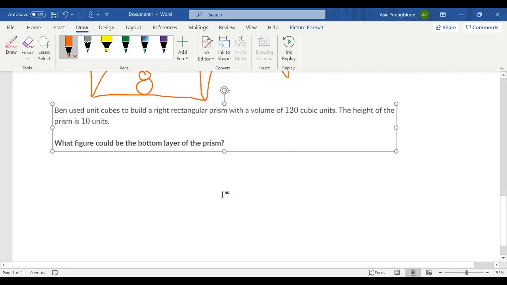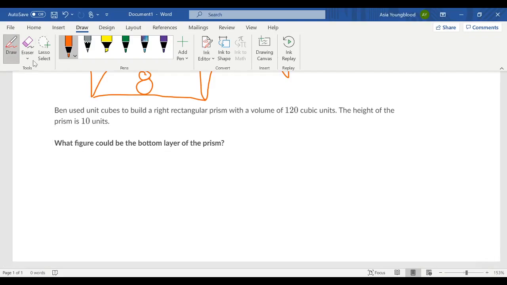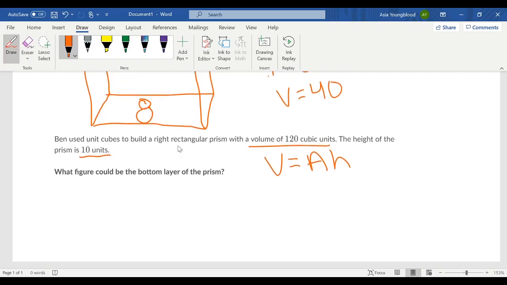So in our next problem, we're given this scenario. Ben used cubic units to build a right rectangular prism with a volume of 120 cubic units, and it says the height of the prism is 10. So we're given the volume and the height, and they ask us what figure could be the bottom layer of the prism. So remember, we're using the formula volume equals area times height, and this area is taken from the bottom layer of the prism, right?